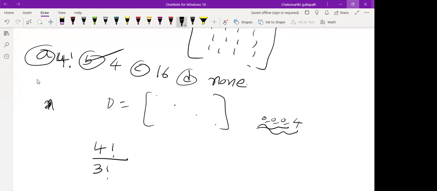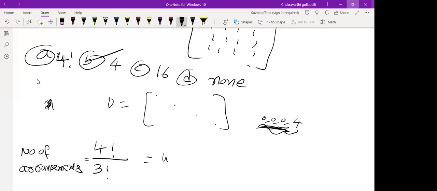Like how many ways you can arrange the letters of the word mathematics, you have done. M repeating how many times, A repeating how many times, like that. So total ways divided by the number of times each letter is repeating. Applying the same concept, 4 values, 4 factorial, 0 is repeating how many times? 3 times. So how many arrangements? The number of arrangements will give you the matrix.